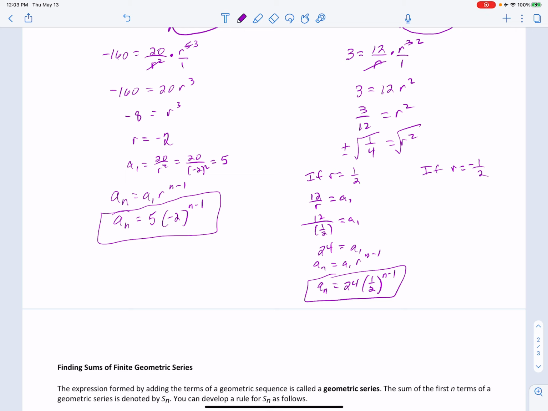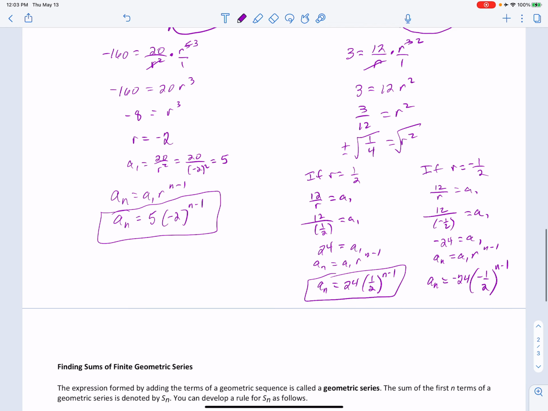If r is a negative 1/2, I get 12 divided by r is a sub 1. So 12 divided by a negative 1/2 is going to be a negative 24. And so plugging into a sub n, a sub 1 r to the n minus 1, the general term for this is a negative 24, and this is when r is a negative 1/2 to the n minus 1. So you need two answers. You need both of them.